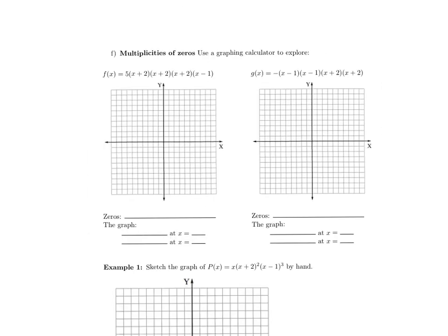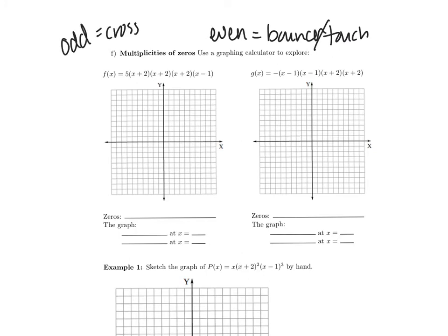Looking at the next page, go to page 57. I want you to make a little note that even multiplicities are where it bounces or touches, and odd multiplicities are where it crosses or intersects. When you look at this, we're going to determine first the zeros. So that's setting each of these factors equal to 0. We're going to get x equals -2 and x equals +1. The x equals -2 has a multiplicity of 3, and x equals 1 has a multiplicity of 1.